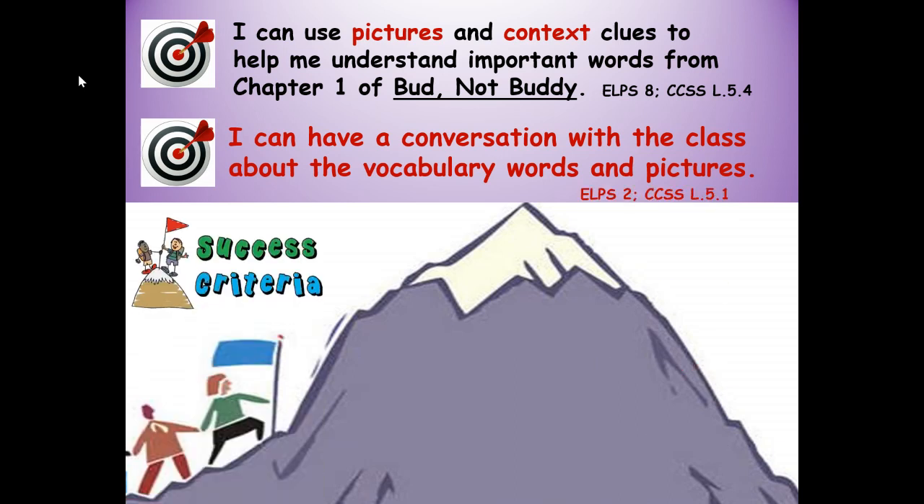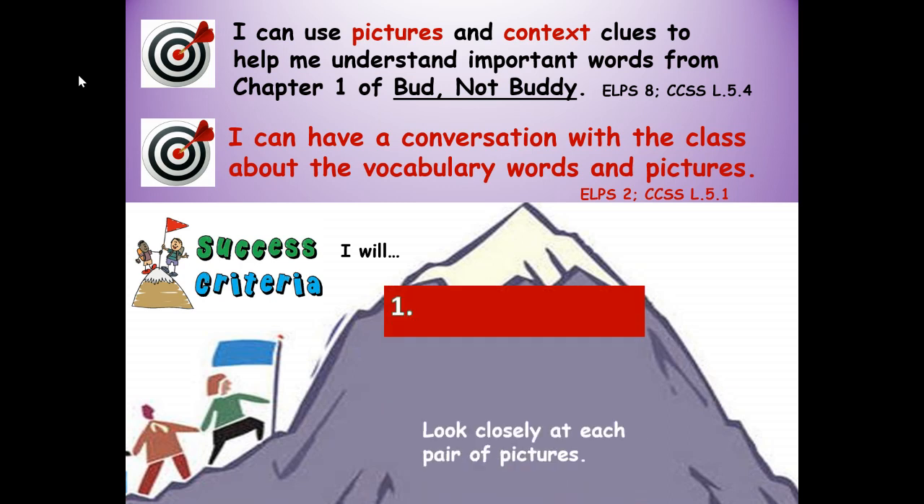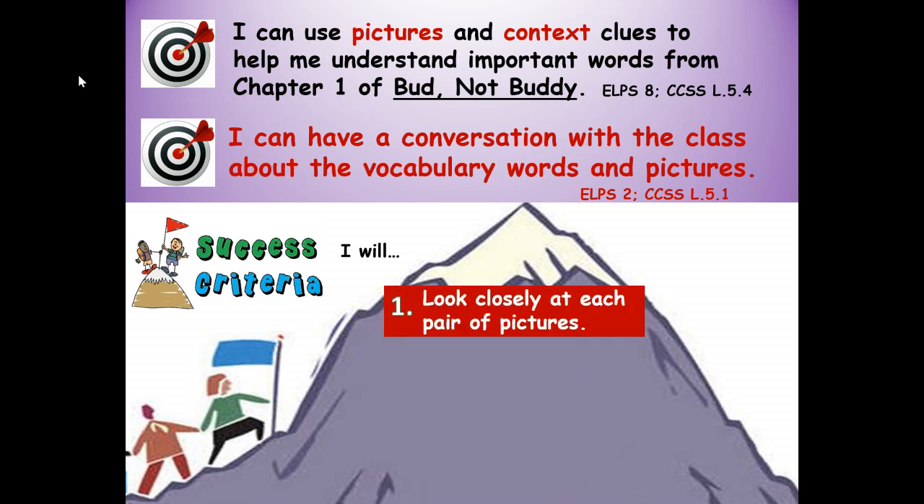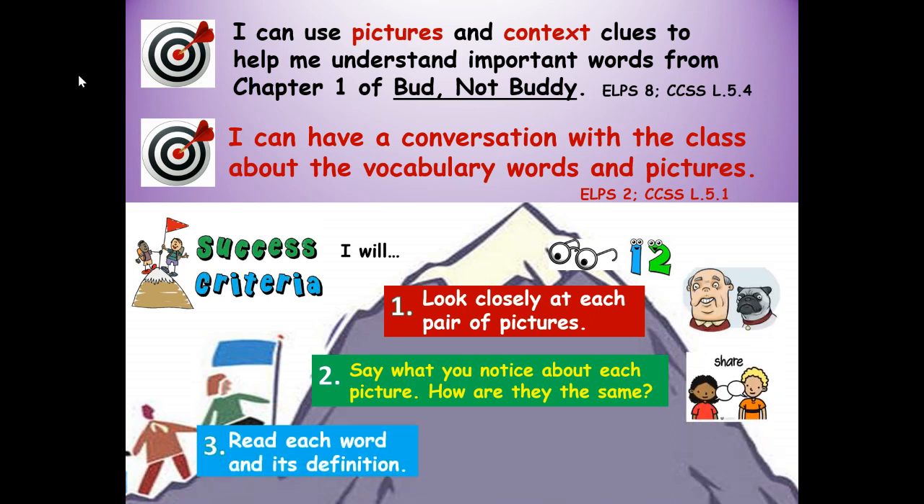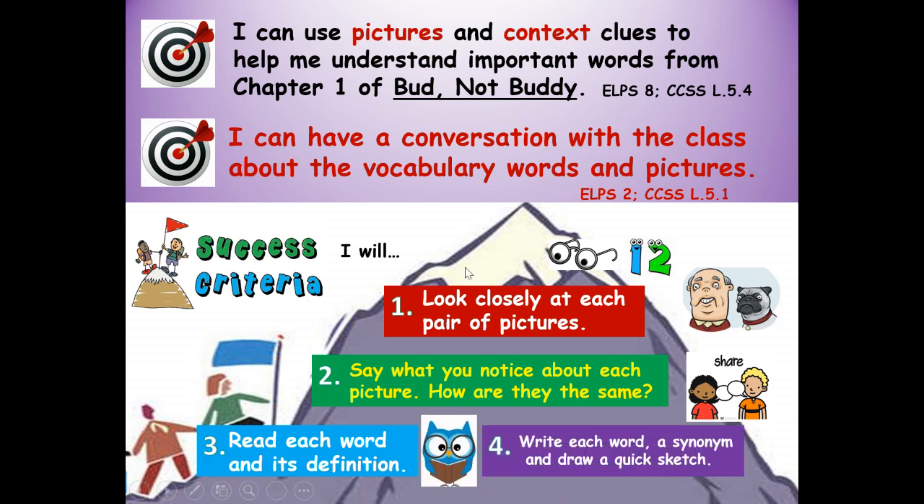So success criteria, that means how will you know you're successful at using pictures and context clues to understand important words from our chapter? Well, here are our steps to success. Number 1, I will look closely at each pair of pictures. Number 2, say what you notice about each picture. How are they the same or similar? Number 3, read each word and its definition. And number 4, write each word, a synonym, and draw a quick sketch or picture.